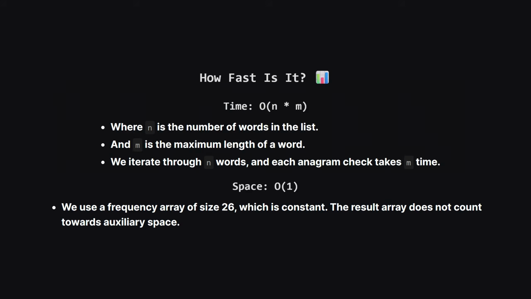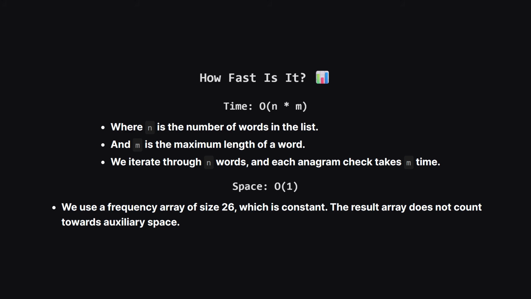It's that simple. So let's talk about performance. For time complexity, we have to look at everything we're doing. We loop through each of the n words in our list. And for each word, what's the most work we do? We call the compare function, which itself loops through all the m characters of that word. So the total time is n times m.